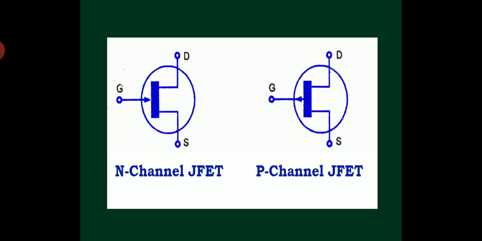And FET has high input impedance in the range of several megaohms, 1 megaohm to several megaohms. Because FETs have higher input impedance than BJTs, they are preferred as amplifiers where high input impedance is required. And also, noise rejection in FET is very high when compared to BJT.